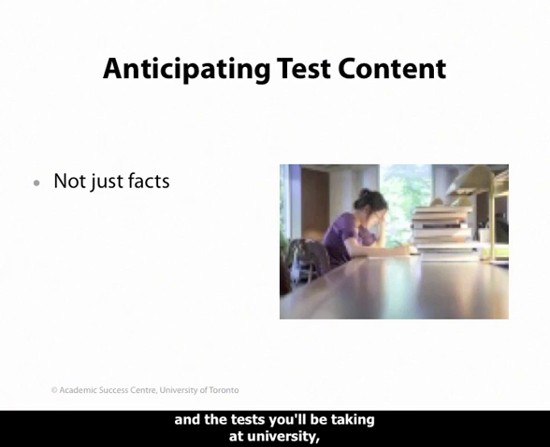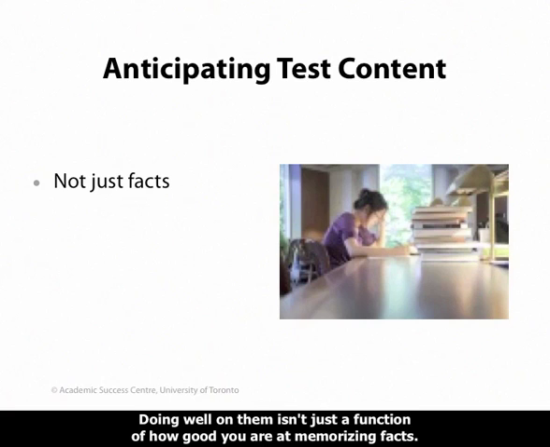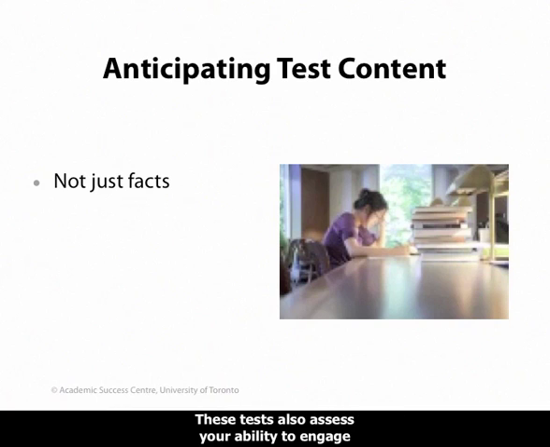past and the tests you'll be taking at university is that university tests are rarely just assessing you on your knowledge and comprehension. Doing well on them isn't just a function of how good you are at memorizing facts. These tests also assess your ability to engage in what's called higher order thinking. It's probably best explained in Benjamin Bloom's taxonomy of educational objectives.